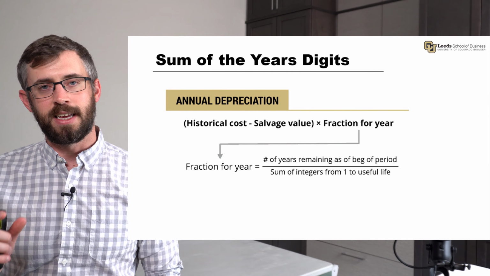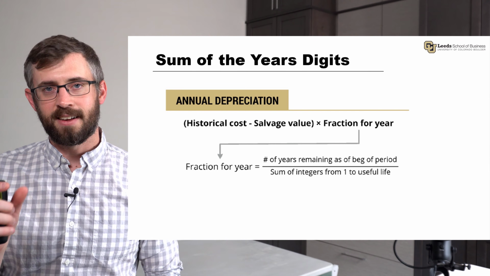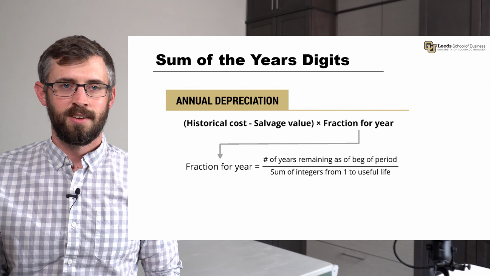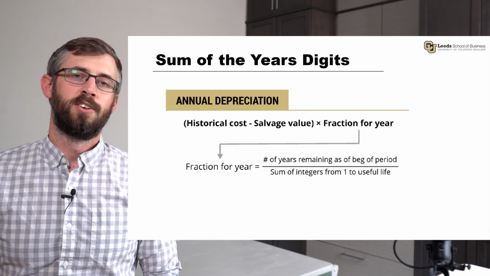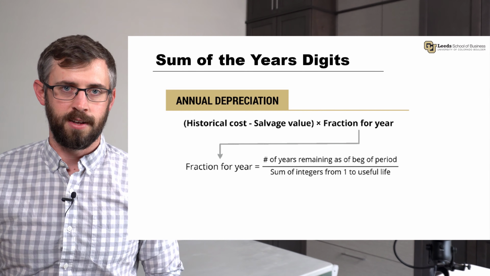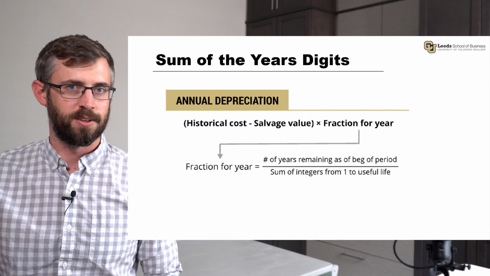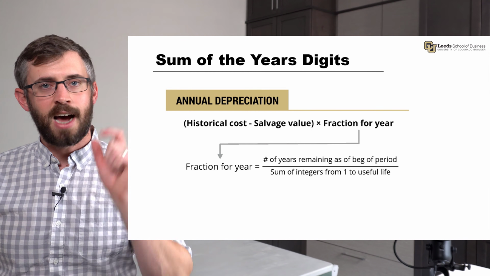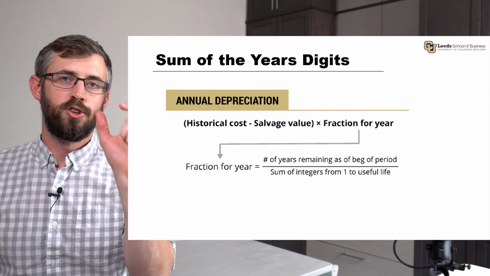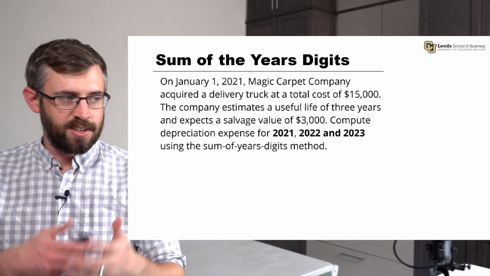Our fraction for the year is going to be calculated as the number of years remaining of the asset's life divided by the sum of the year's digits from 1 to the useful life. So if you have a 3-year useful life, our denominator would be 1 plus 2 plus 3. If you have a 5-year useful life, the denominator would be 1 plus 2 plus 3 plus 4 plus 5. What goes on top of this fraction is the number of current years remaining in the useful life, so that numerator changes with each year of the asset. This is a little easier to see with an example.